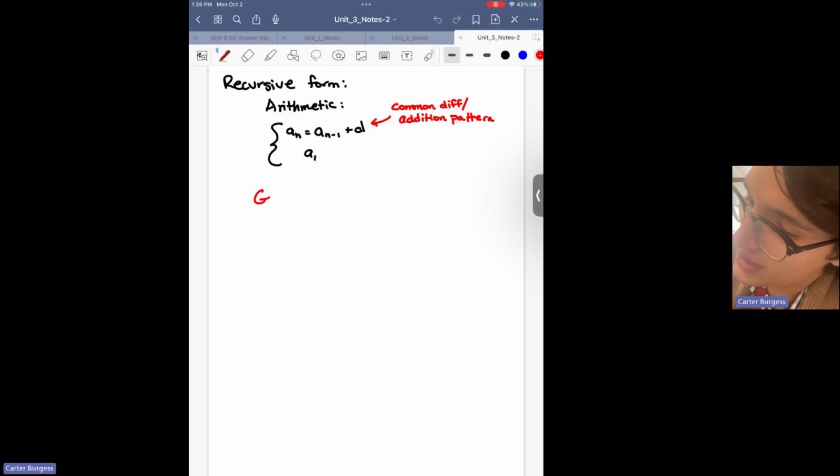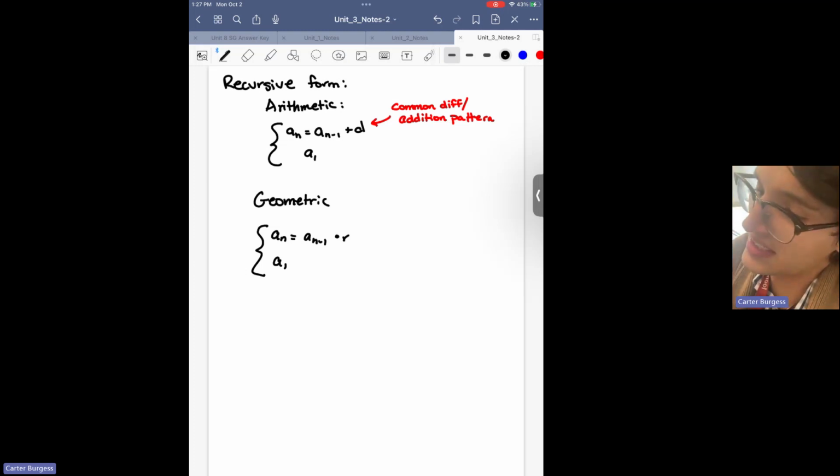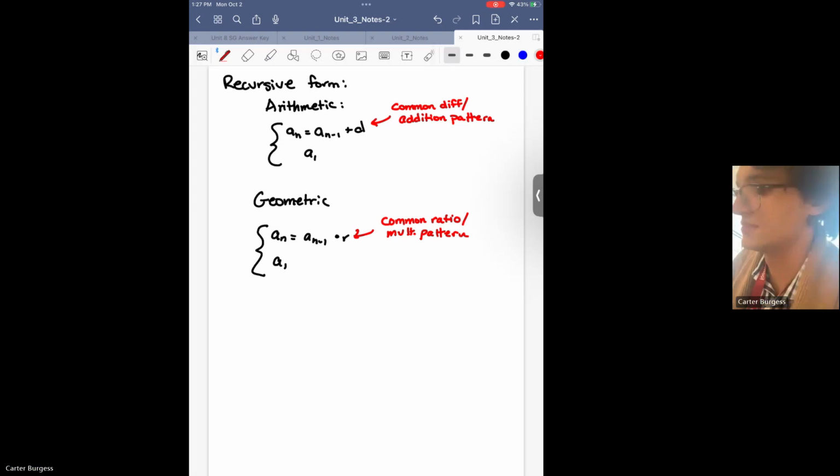For our geometric sequence, we're going to find much the same thing. We need to know where we start. We need to know how we move. Where we start is still just a sub 1, wherever that is. And then how are we moving with a geometric sequence? To get to a sub n, what do I do to the term that came before it? Multiply it by something. And in this case, that something we're going to call the common ratio. But we're just going to think about this as our multiplication pattern, whatever that pattern is that we noticed.